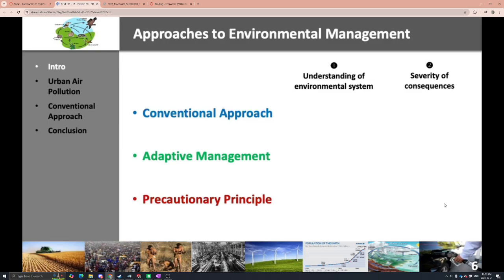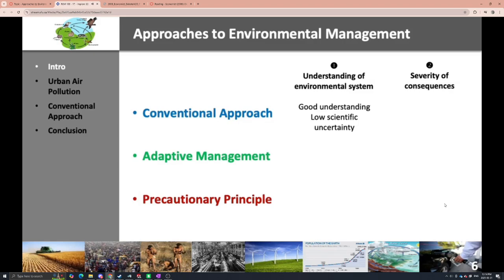We will talk about the conventional approach, the adaptive environmental management approach, and the precautionary principle approach. The conventional approach is used when we have a relatively good understanding of the problem and there is very low scientific uncertainty around the issue. In this case, we have the necessary background to implement very targeted interventions that go right to the heart of the issue.